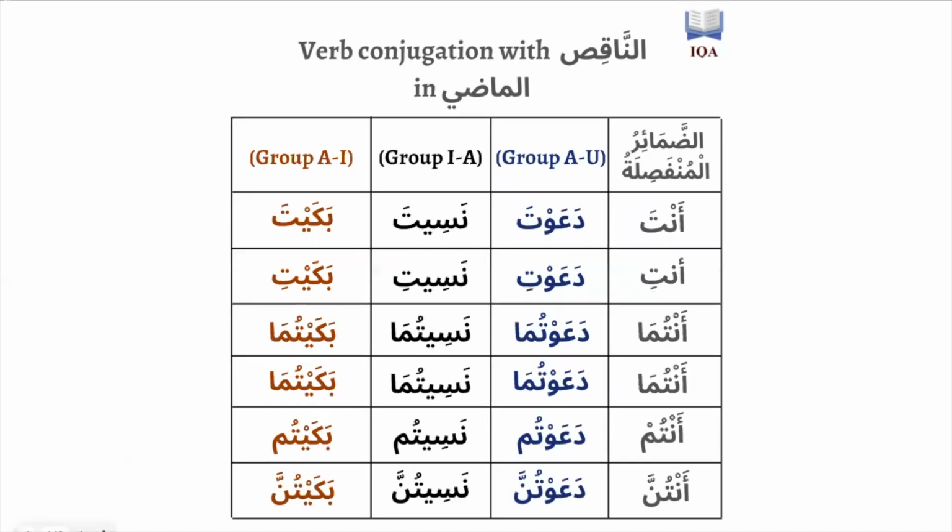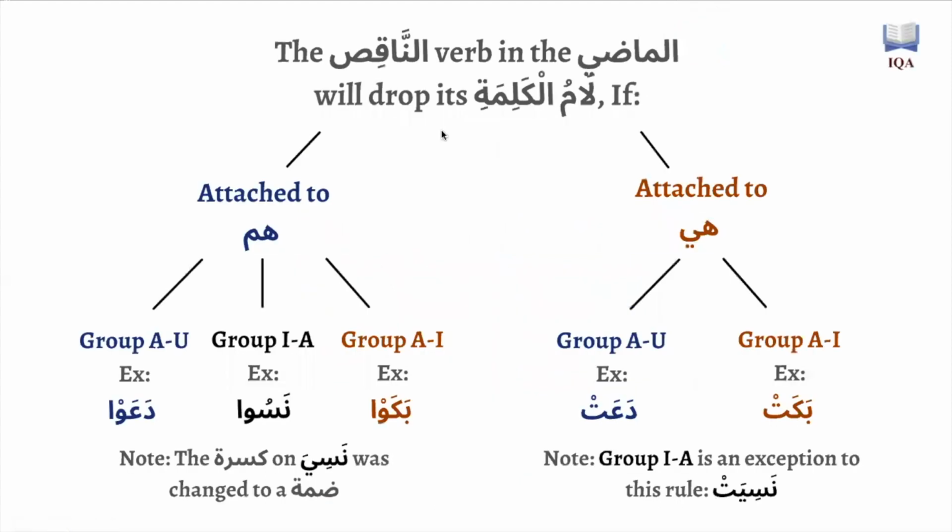So this is how it functions, and this is the most important thing to remember with the fi'l al-naqis in the past tense: it will drop its lam kalima if it's attached to hum or if it's attached to hiya, but here's an exception with group EA.